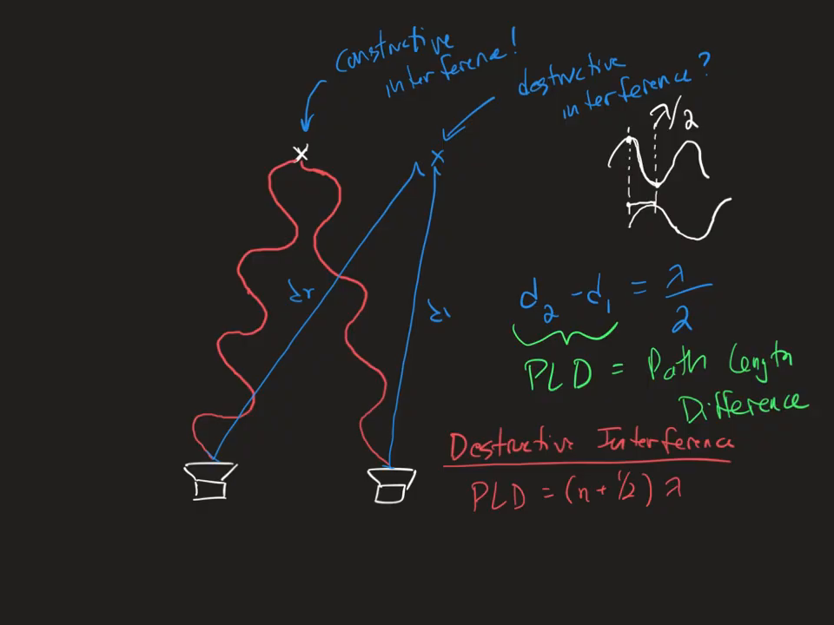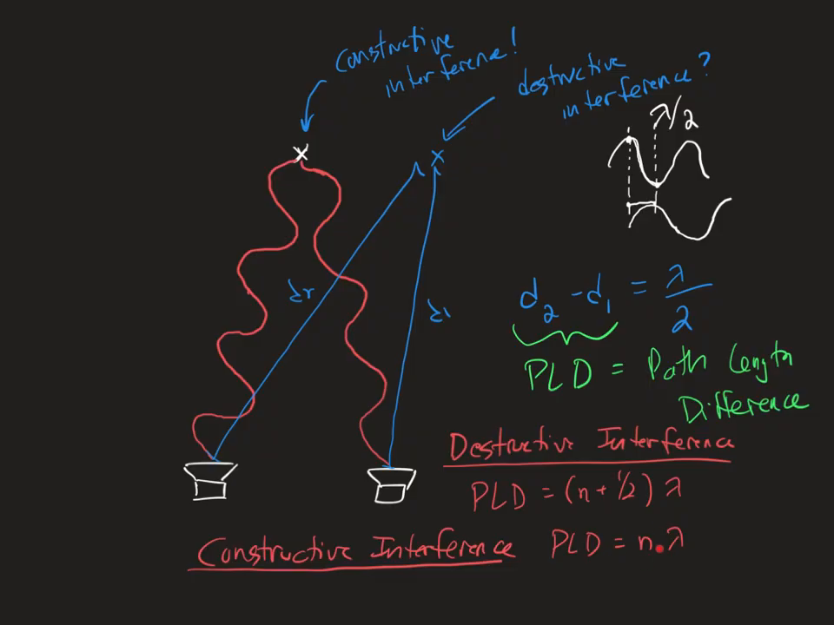There's a similar condition for constructive interference, and you might be able to guess what it is. It's the path length difference. Instead of being n plus a half, it's n times lambda. So if n is exactly 0, that means that the two path lengths are exactly the same distance. The path length difference is 0. That's the condition for the first constructive case.